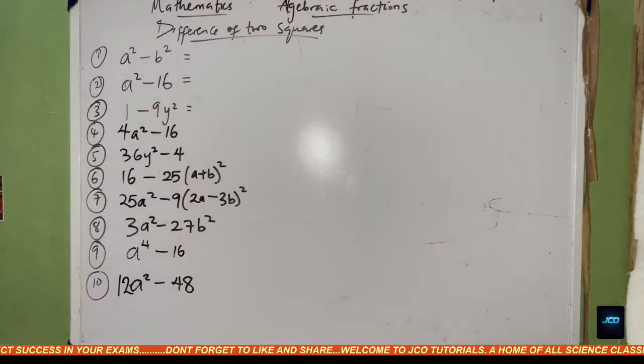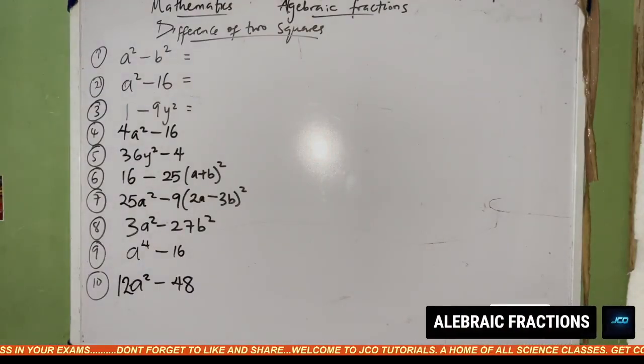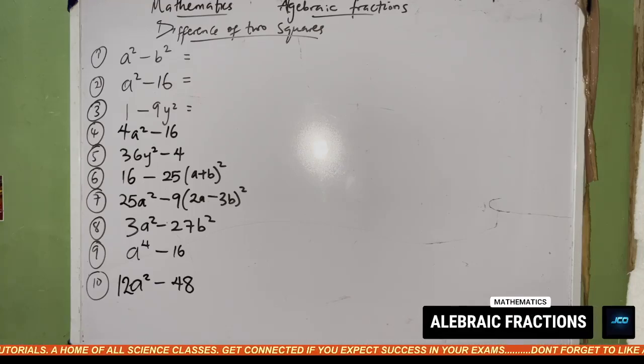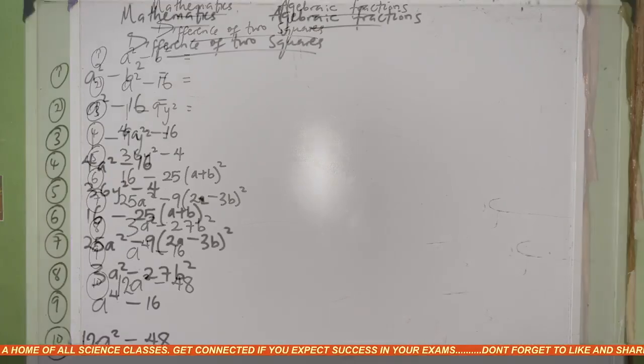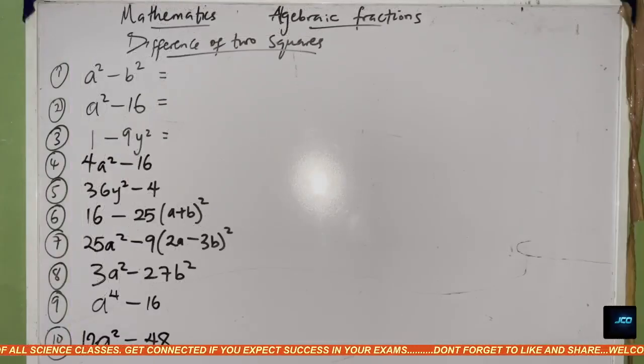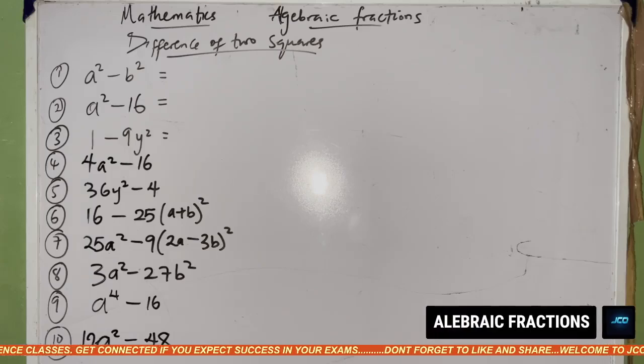Okay, people, we are now in mathematics class, right? We're looking at algebraic fractions. Several key concepts need to be understood. Number one, we have difference of two squares. As much as we can deal with difference of two squares, and we can factorize numbers, then we can handle all forms of fractions that are algebraic in nature.